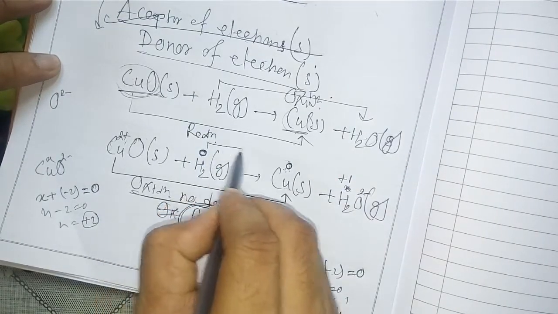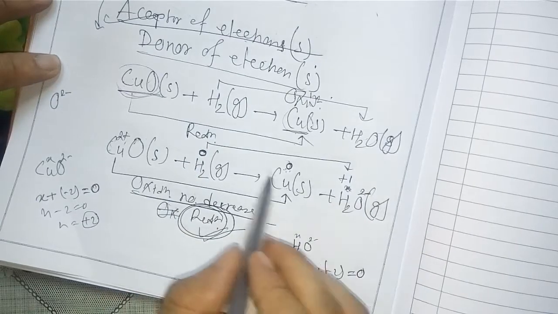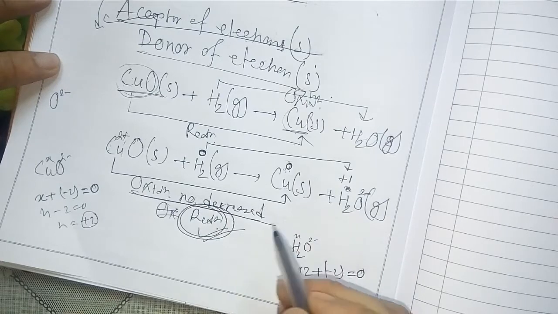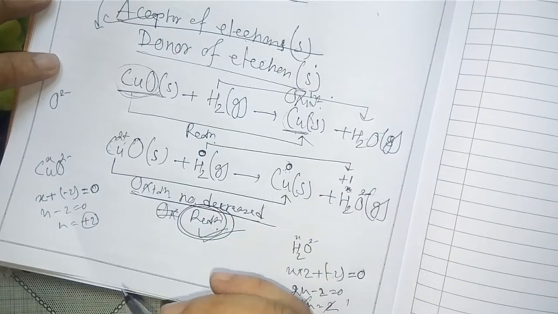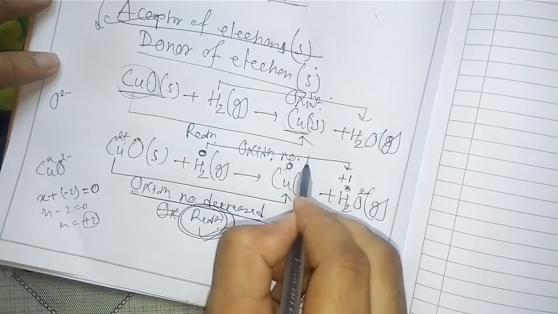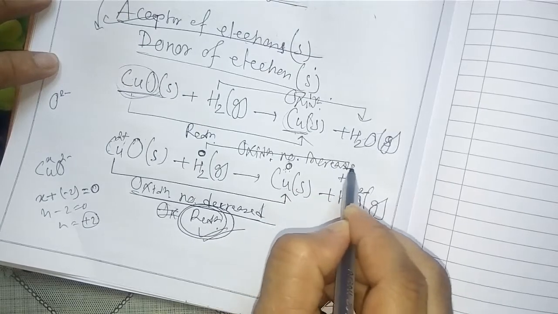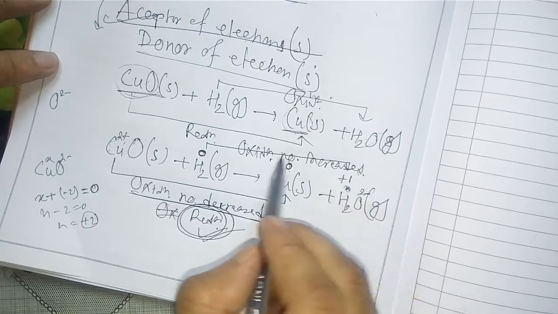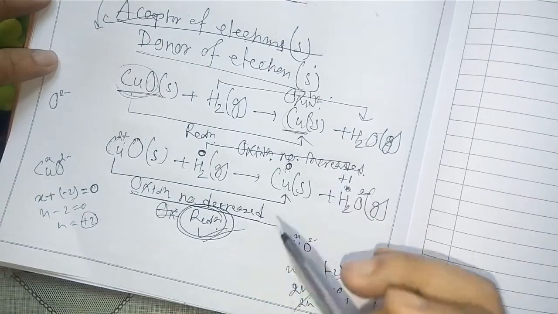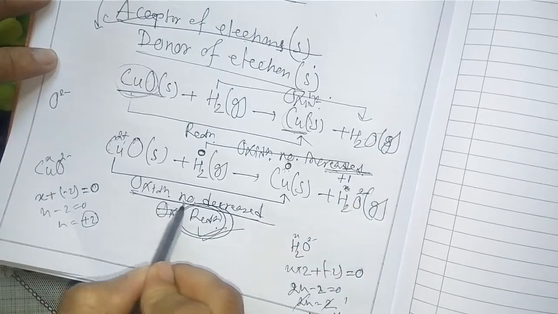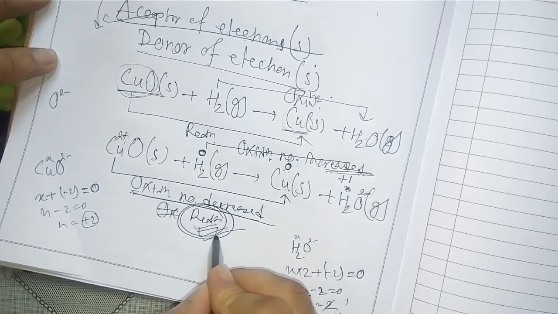So 0 to plus 1. Hydrogen here is 0, here plus 1. Does the oxidation number increase or decrease? 0 to plus 1, so it increases, by 1 unit, that's why this one is oxidation. If the oxidation number increases, it is called oxidation. If the oxidation number decreases, it is called reduction.